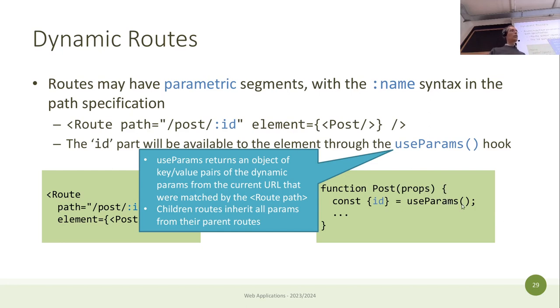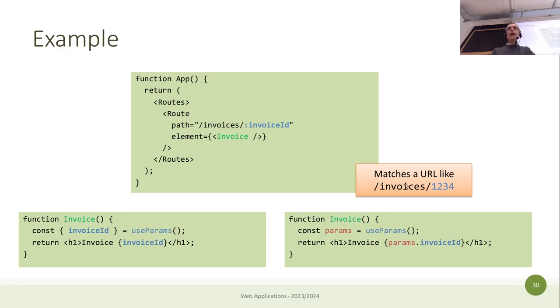Like, I don't know, courses, the code of this course, students, the ID of the student, okay? So you have two IDs, like the ID of the course and the ID of the student, okay? Two parametric parts, and you can extract both of them using a single call to useParams.